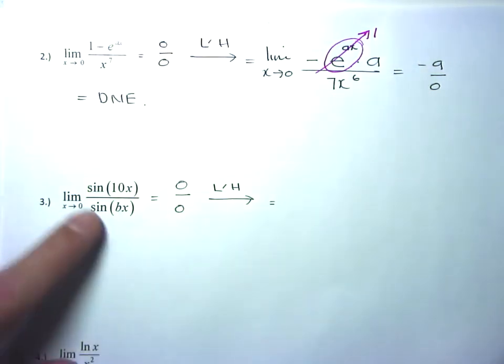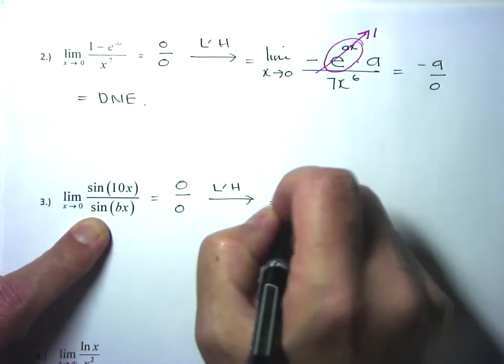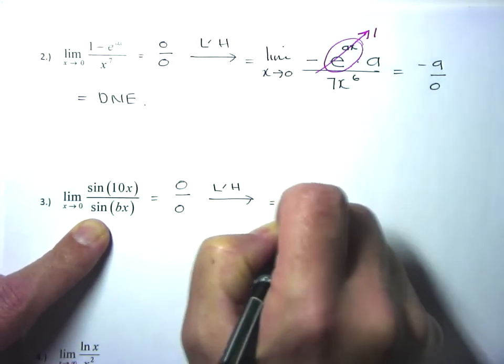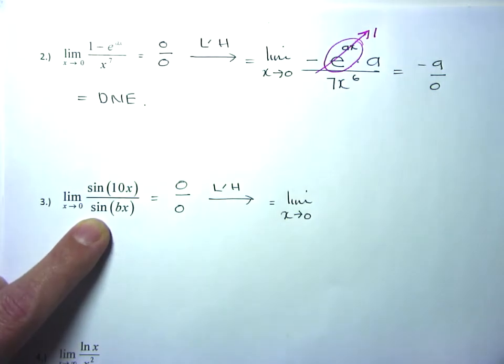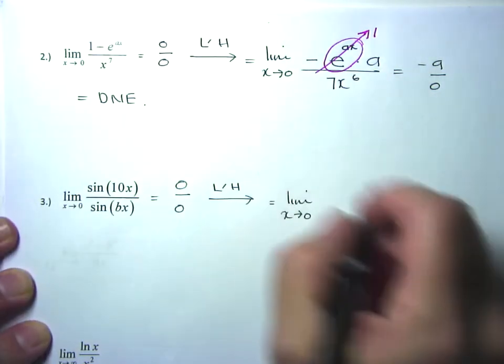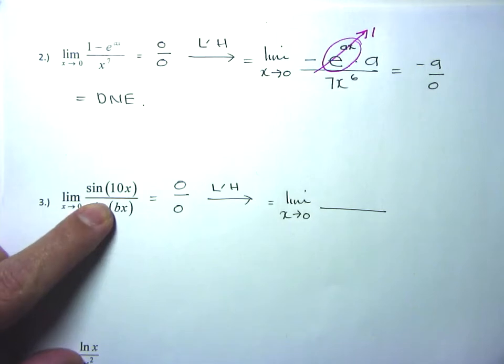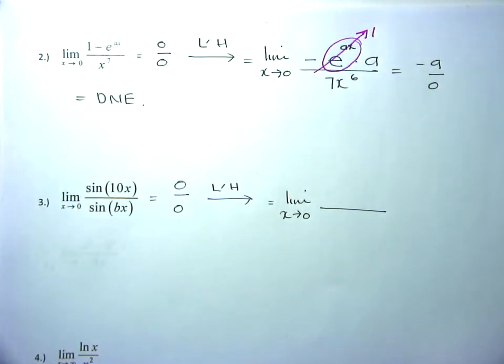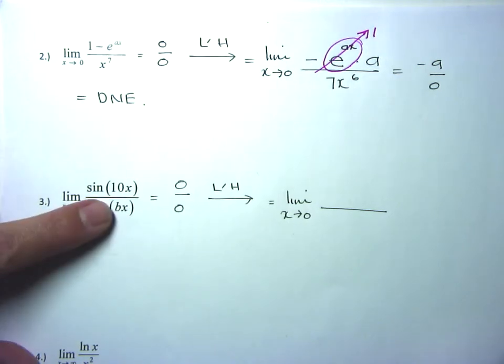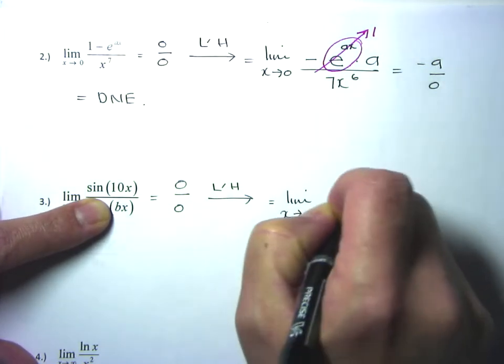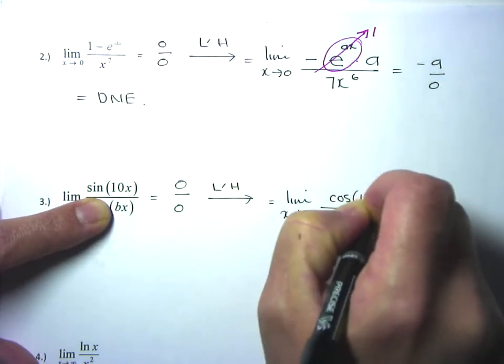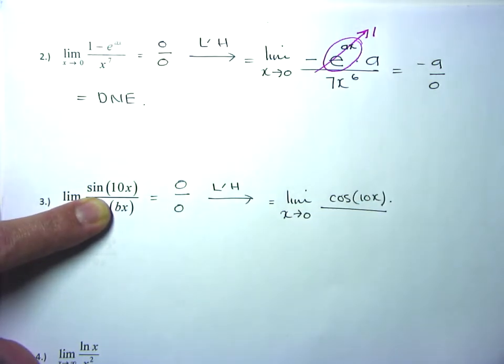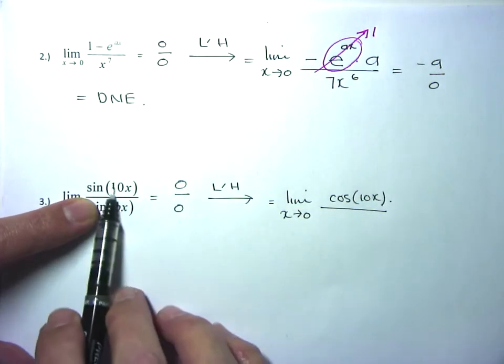All right, so the original limit then is equivalent to the limit as x approaches 0. All right, so let's take the derivative in the numerator. The derivative of sine evaluated at 10 times x. This is a composite function. Outside function is sine, and the derivative of sine is equal to cosine. So that'll be cosine, leave the inside alone, 10x, times the derivative of the inside. What is the derivative of 10 times x?